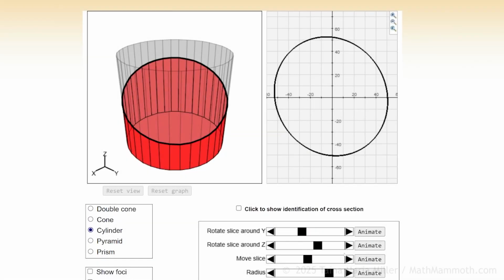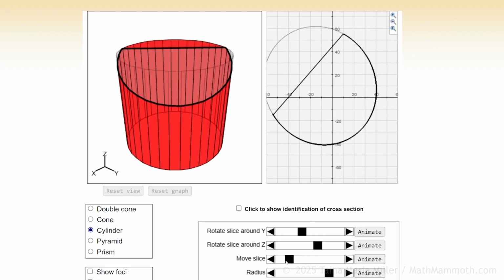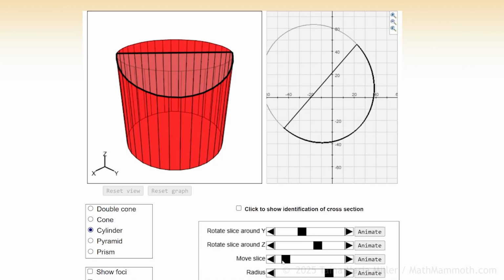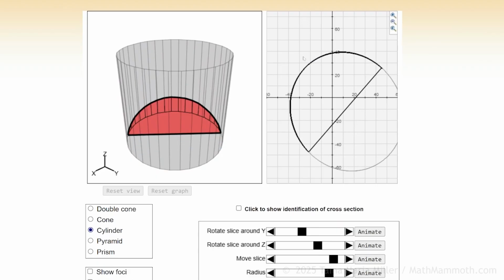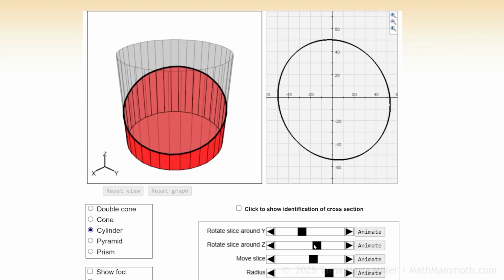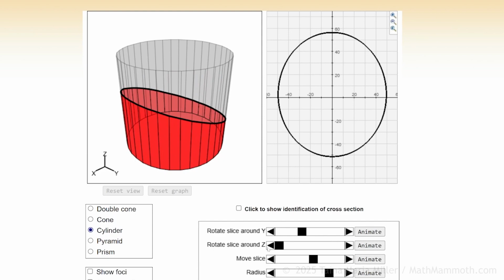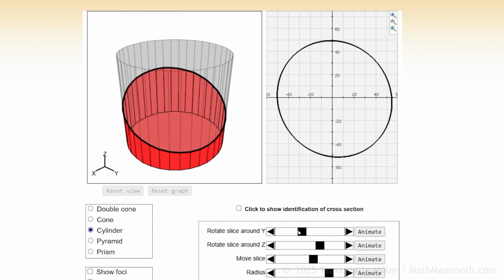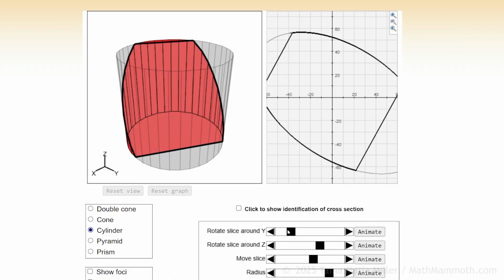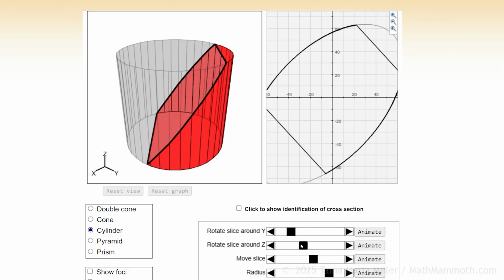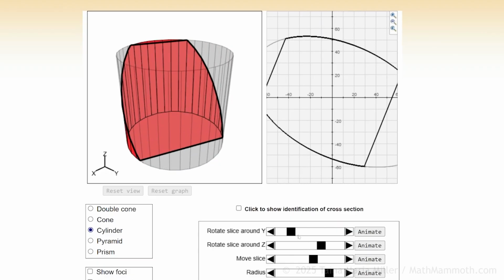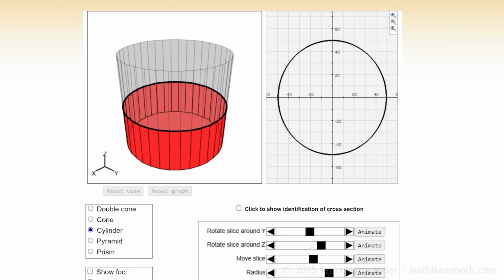All right, let's try a cylinder. Here we see an oval-shaped cross-section. If I move it up, it starts looking kind of interesting. Move it down, it gets cut off like that. It is like a part of an oval and then a straight line here. And you see these differences, how it's rotated. And I can make it a perfect circle too, like this.